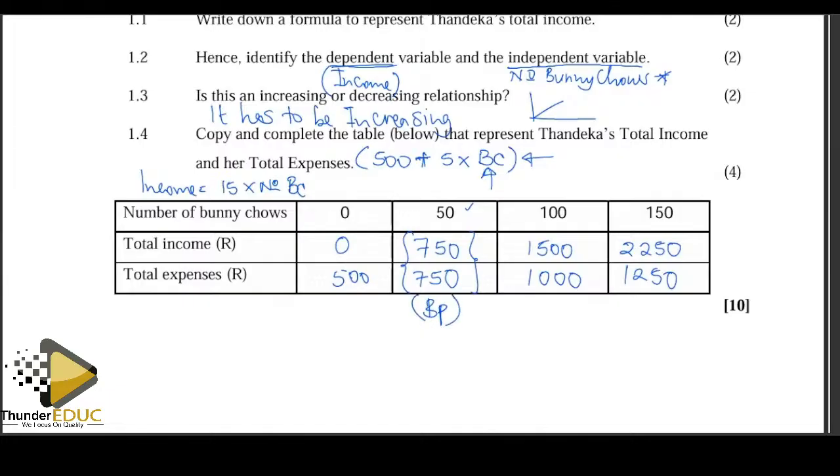All right, because income equals total what? Expense. You're saying when the total income equals the total expense. So the break-even point is this other one here. All right, that marks the end of question number 1. We go to question number 2.